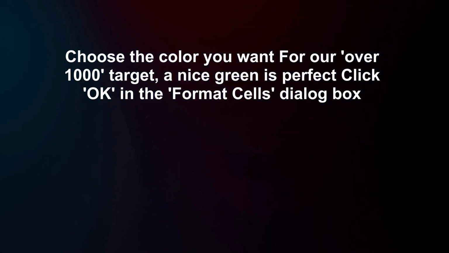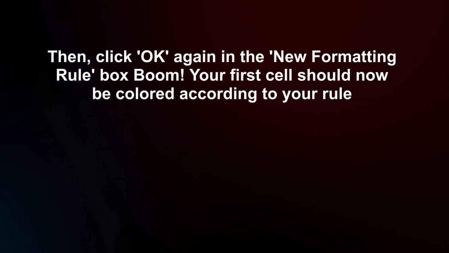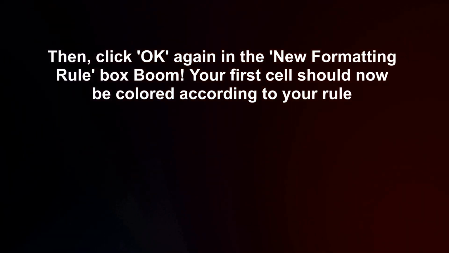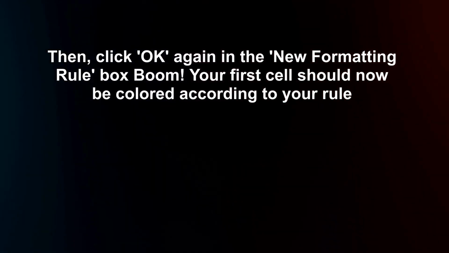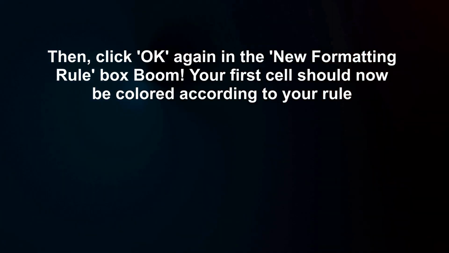Click OK in the Format Cells dialog box. Then, click OK again in the New Formatting Rule box. Boom! Your first cell should now be colored according to your rule.